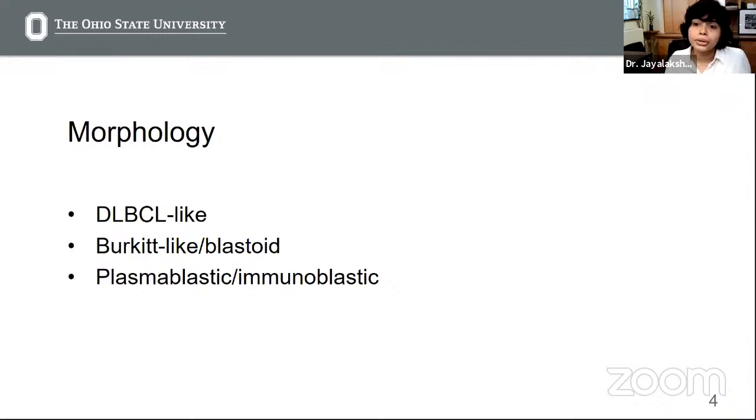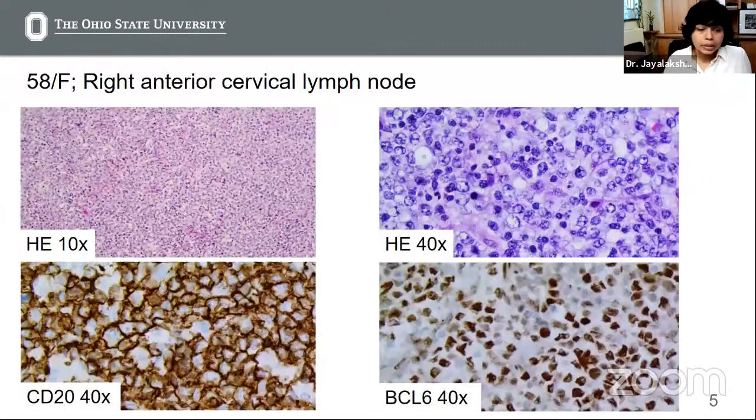Now let's move on to the first case. So this is a 58-year-old female with a right cervical lymph node. Again, we are not going into the extreme details of clinical presentation, imaging findings, past history, all those things, because we are looking at aggressive B-cell lymphomas. Let's consider all these patients presented with symptoms suggesting an aggressive lymphoma.